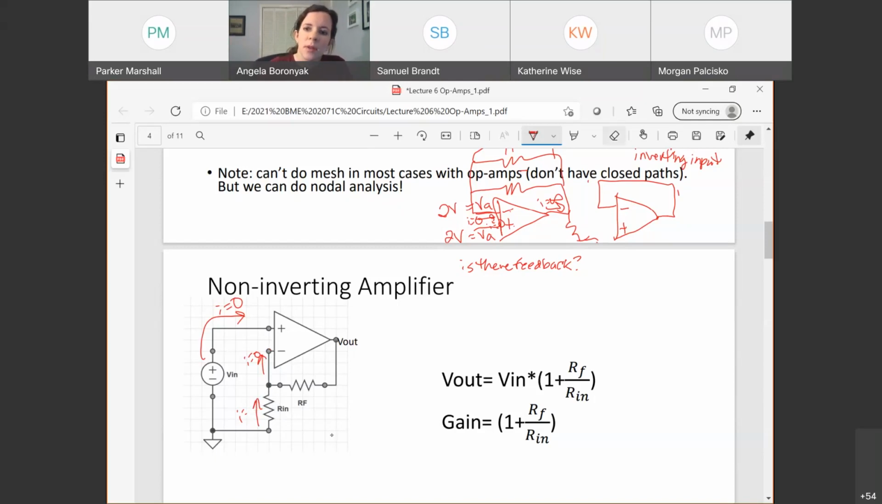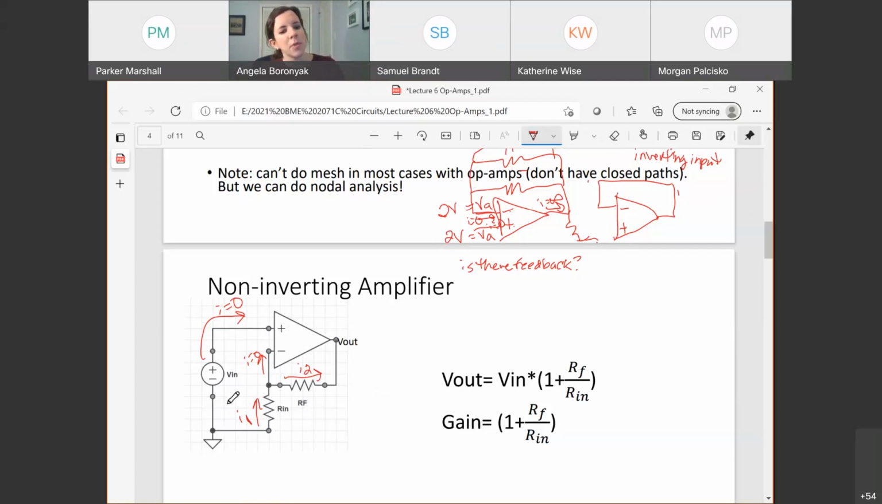So we're going to label it, and we're going to then derive what this means for the rest of our circuit. I'm going to call this I1. I don't know what it is, but it could be not 0. And I'm going to call this I2. We already dealt with current in this branch because it's 0. Here's ground. Let's do that.